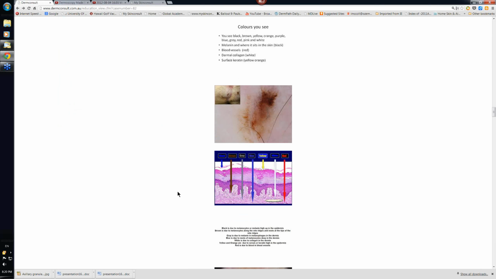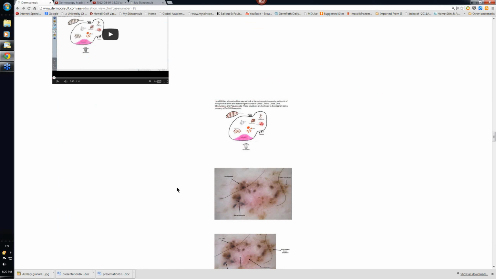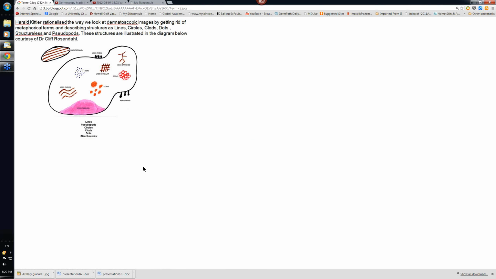And then this one just goes over aspects, an introduction to Kittler terminology, which essentially looks at all dermatoscopic structures in these terms. The lines can be lines reticular, they can be lines branched, or can be lines curved. They're lines parallel on the palms of the hands and soles of the feet. Clods, circles.